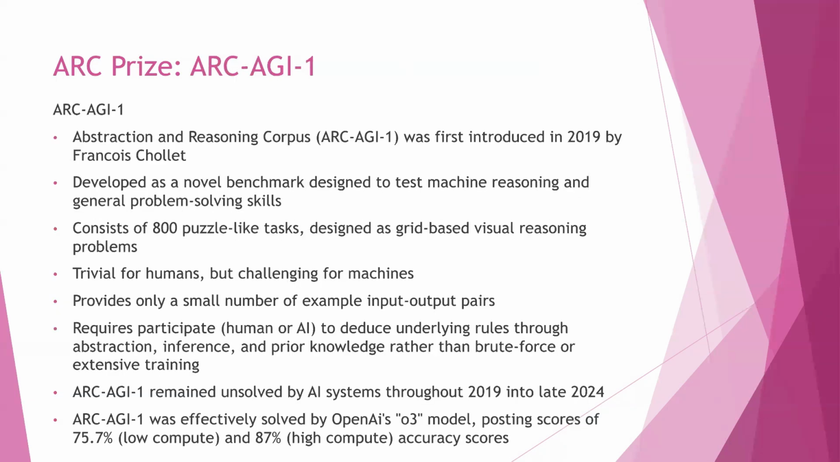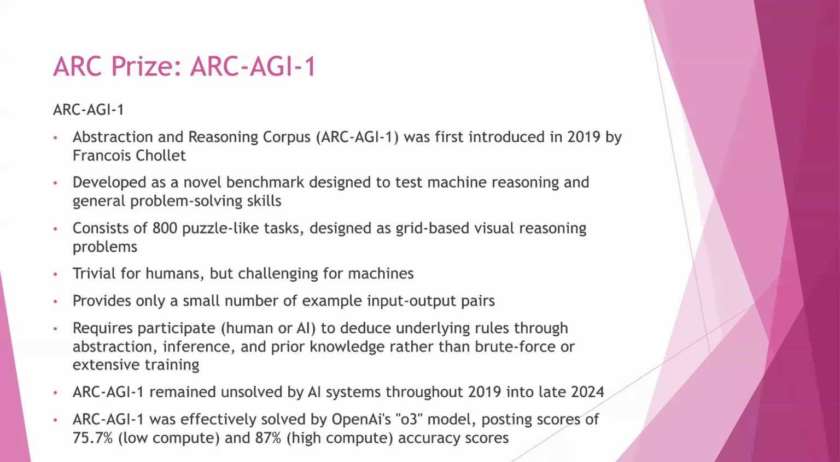At the start of the competition, we had ARC-AGI-1. It was first introduced in 2019 by François Chollet and Charlotte. It was developed as a novel benchmark designed to test machine reasoning and general problem solving skills. It consisted of 800 puzzle-like tasks designed as grid-based visual reasoning problems. They're trivial for humans but challenging for machines. At the start of each puzzle, they only provide a small number of examples in input-output pairs. Participants, human or AI, need to deduce underlying rules through abstraction, inference, and prior knowledge rather than brute force or extensive training. ARC-AGI-1 remained unsolved by AI systems from 2019 into late 2024.